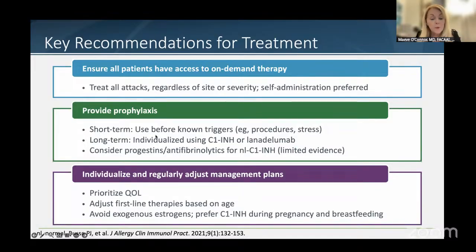Adjusting those first-line therapies based on age is important to remember, and avoiding exogenous estrogens, using C1 inhibitor during pregnancy and breastfeeding. Also, when we're thinking about prophylaxis, considering progestins and antifibrinolytics for HAE with normal C1 inhibitor, type 3 as it used to be called, there is limited evidence for this, but again, shared decision-making would be employed at this time. And again, these are the guidelines from 2020, ensuring all patients have access to on-demand therapy, providing prophylaxis, and individualized and regularly adjusting management plans.